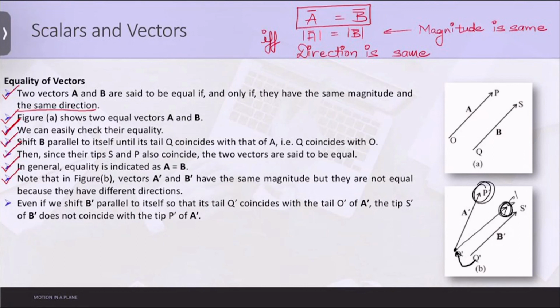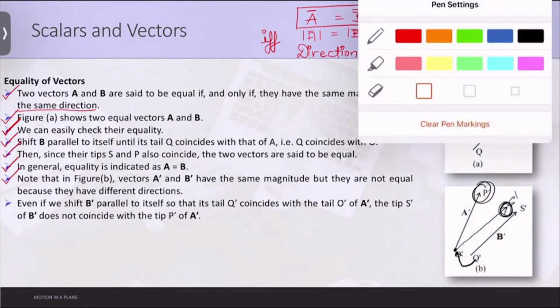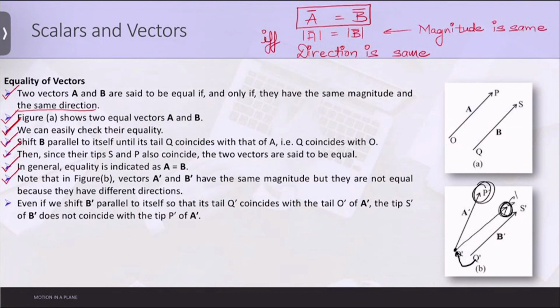That is why we can say that these both vectors A dash and B dash are not equal. How can we write this mathematically? We can write it as A dash bar, if I write it as a vector like this, is not equal to B dash bar. That is how mathematically we can write this concept. So we understood the equality of vectors also.